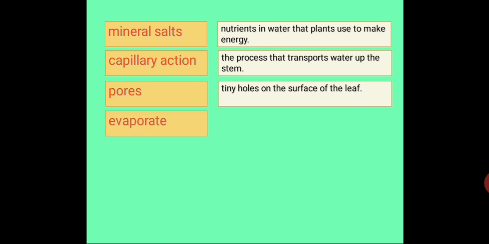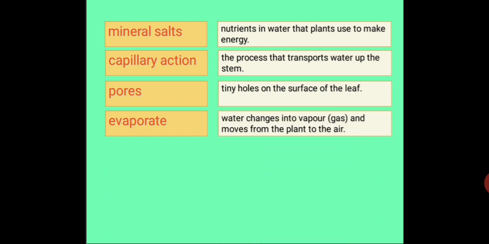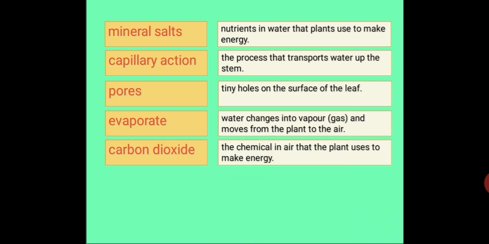Evaporate. Evaporate is the way that water changes into vapor, into gas, and then it moves from the plant and into the air. And actually, evaporation happens anytime you dry something. If you have wet clothes and you hang them out to dry, the water is evaporating off them. So it's going from a liquid and it's turning into a vapor, and it's leaving the clothes, and it leaves your clothes nice and dry. Carbon dioxide. This is, of course, the chemical in the air that the plant uses to make energy.